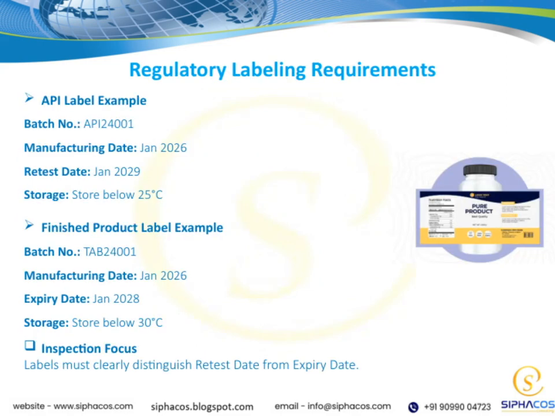When it comes to regulatory labeling, clarity is key. Here, we see examples for both the active pharmaceutical ingredient and the finished product. The API label includes a retest date, while the finished product label shows an expiry date. It's crucial that these dates are clearly distinguished. Mixing them up can lead to serious issues. Storage instructions and batch numbers also need to be precise, so everyone handling the product knows exactly what to expect.